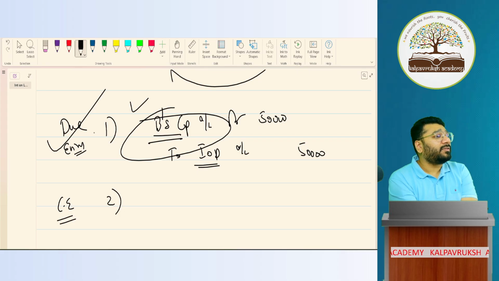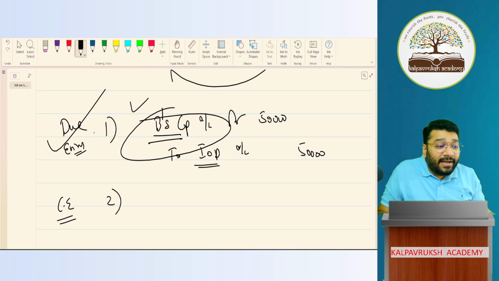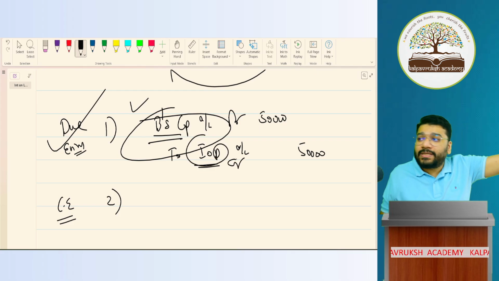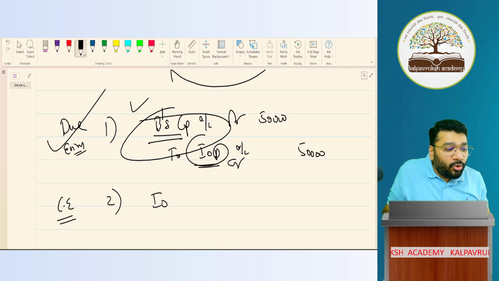Interest on drawing I have to close. Why? Because it is a nominal account. To create a nominal account, you give a credit. To close, I have to give a debit. So interest on drawing account debit, how much?